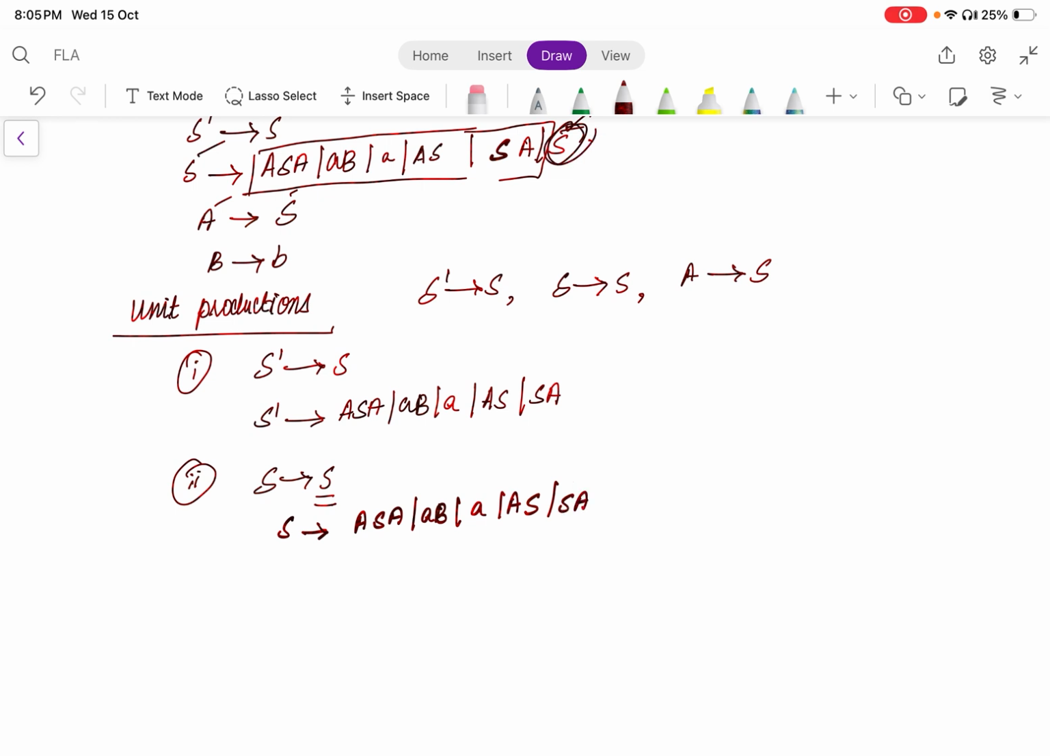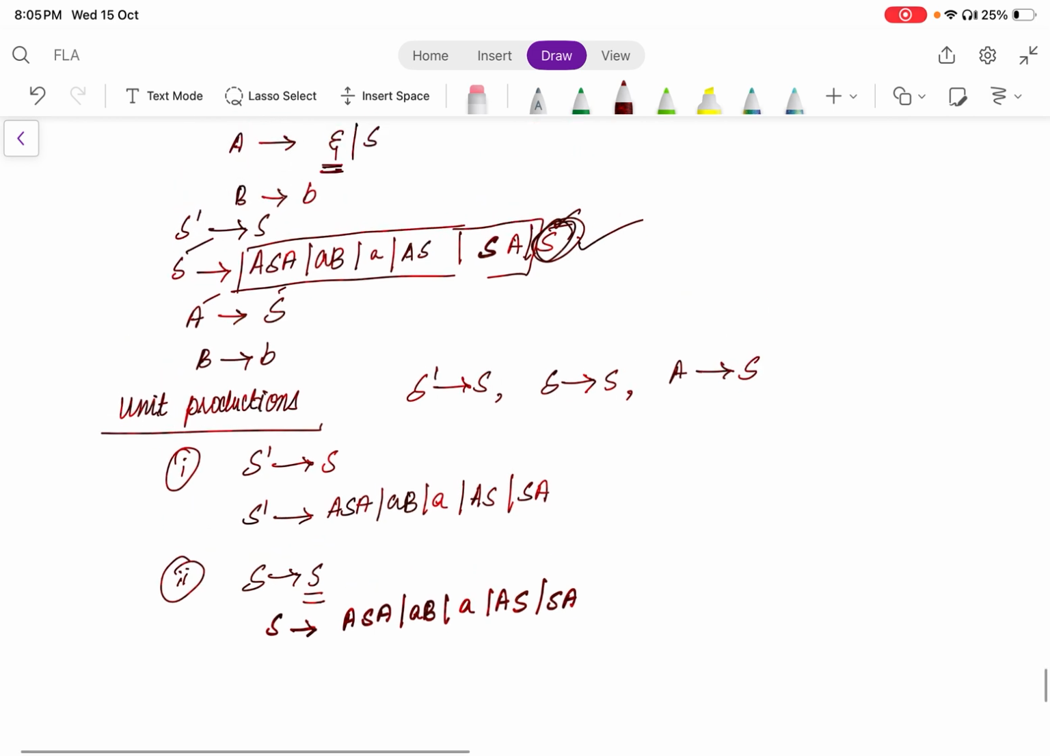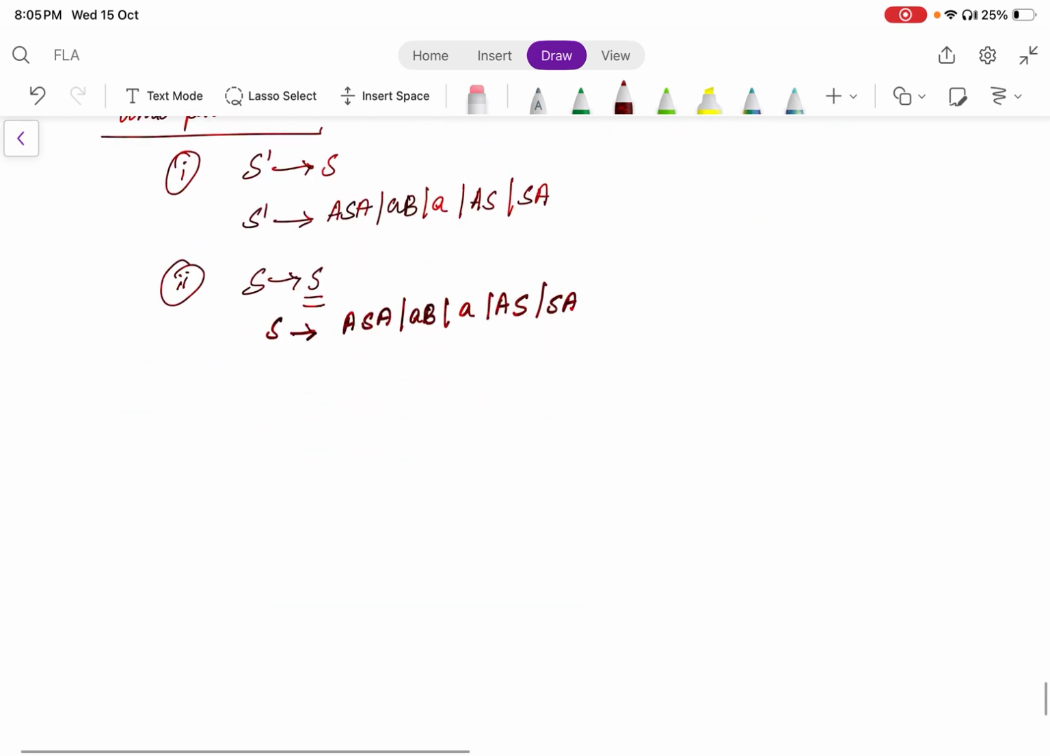We have removed this S only and wrote all of it. If you think about it, in place of this S I am substituting ASA. ASA is already there. I'm substituting AB. AB is also already there. I'm substituting A, which is also there. I'm substituting AS or SA. Both of them are also already there in the production. So you don't have to substitute again. Just remove the unit production S and write the remaining. So this is your new production of S.